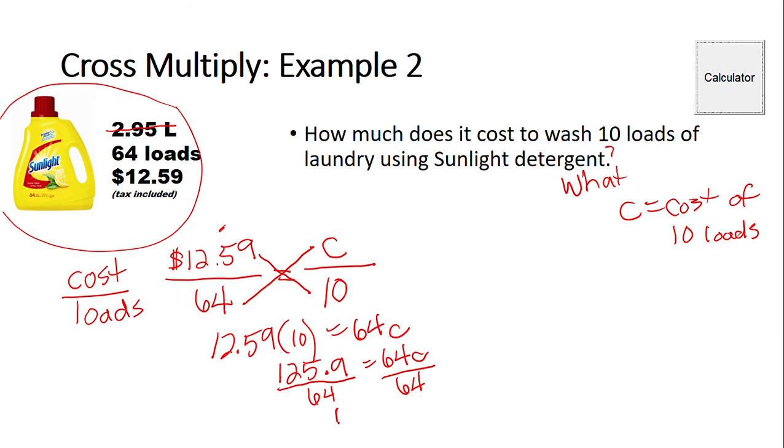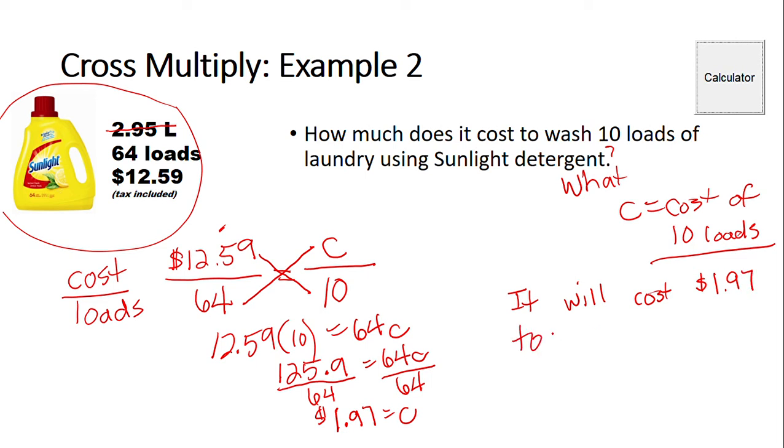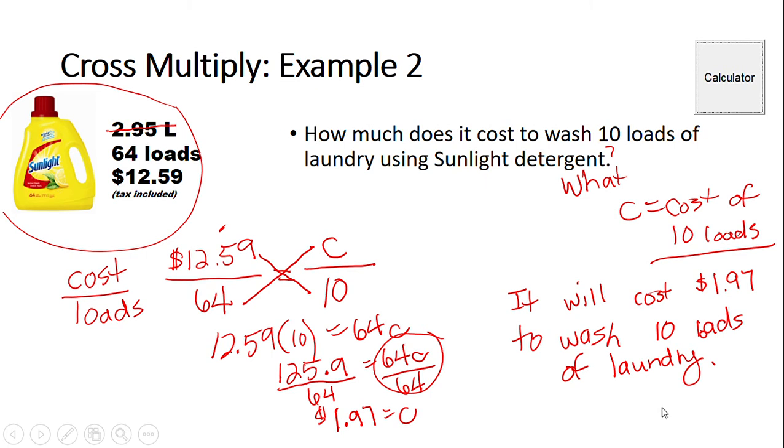So 1.97 equals C. And go back over here. C is the cost of 10 loads. It will cost $1.97 to wash 10 loads of laundry. Okay, so that's the second example. And I think the most confusing part will be right here where you have to remember what you're dividing by to get the variable on its own.